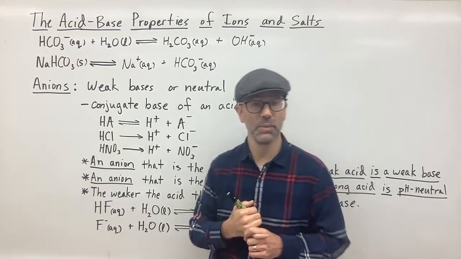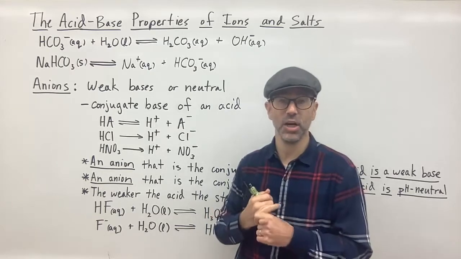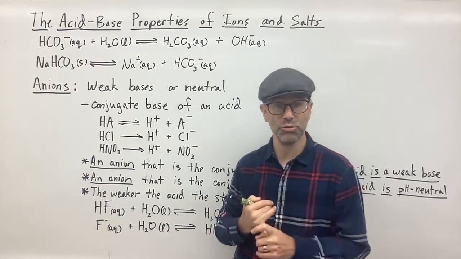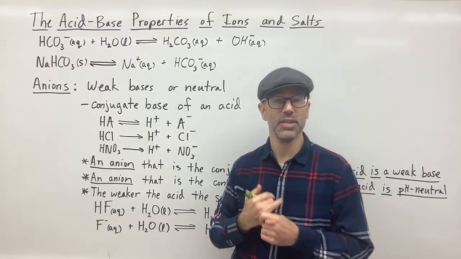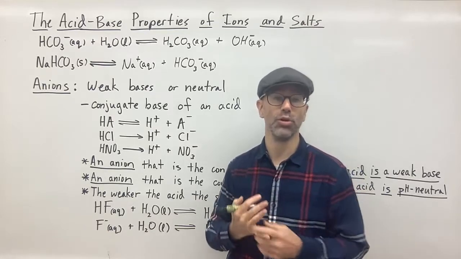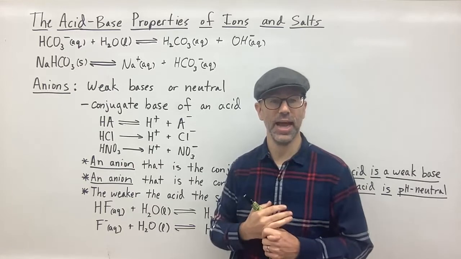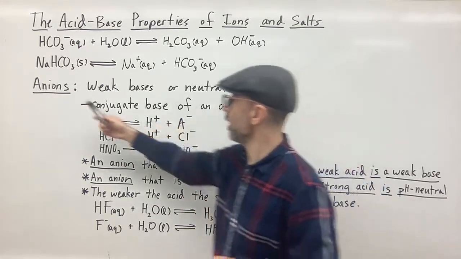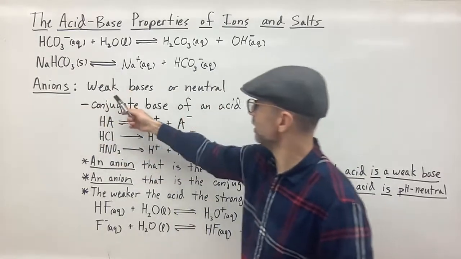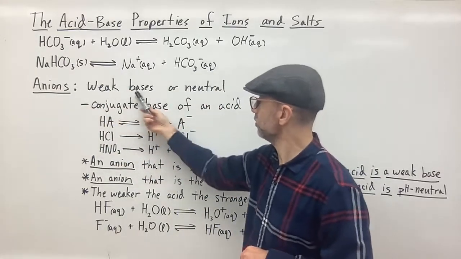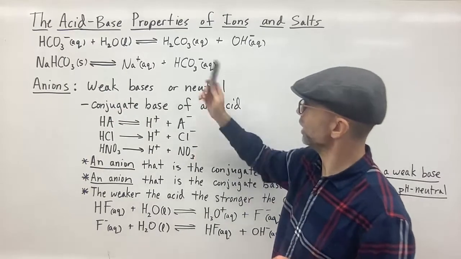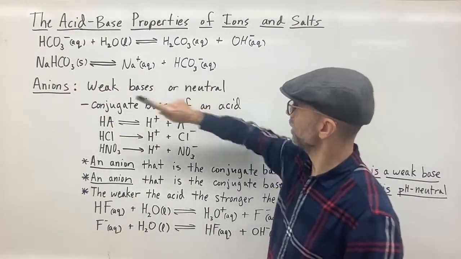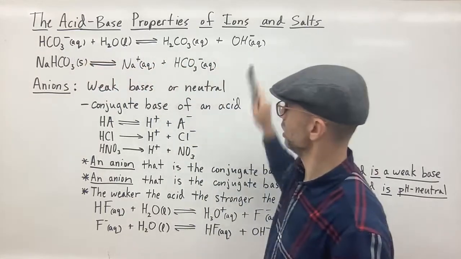So first, we're going to talk about anions, and anions are typically going to act as bases, or they're going to be neutral. Your cations are going to typically act as acids or neutral, and we'll talk about the cations in a later video. So let's look at anions. Anions are typically either weak bases or neutral. And so here we see the anion is acting as a weak base according to this equation.